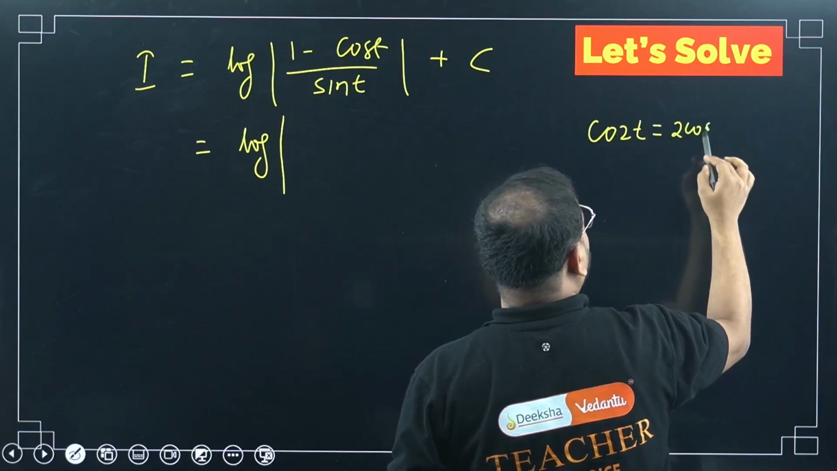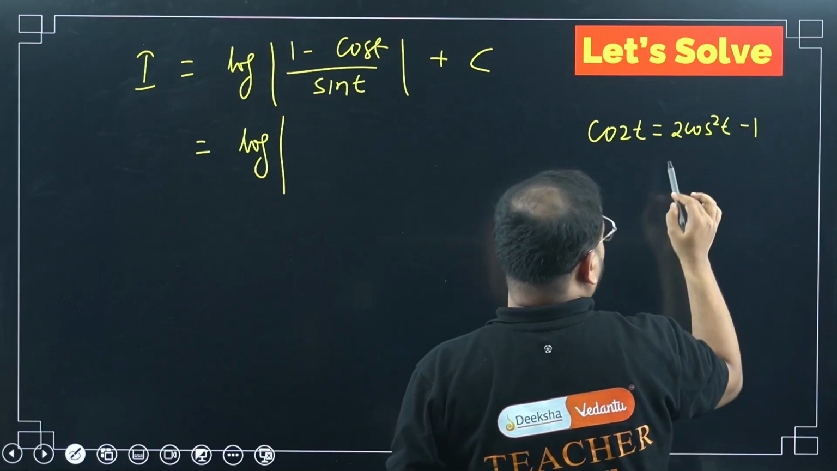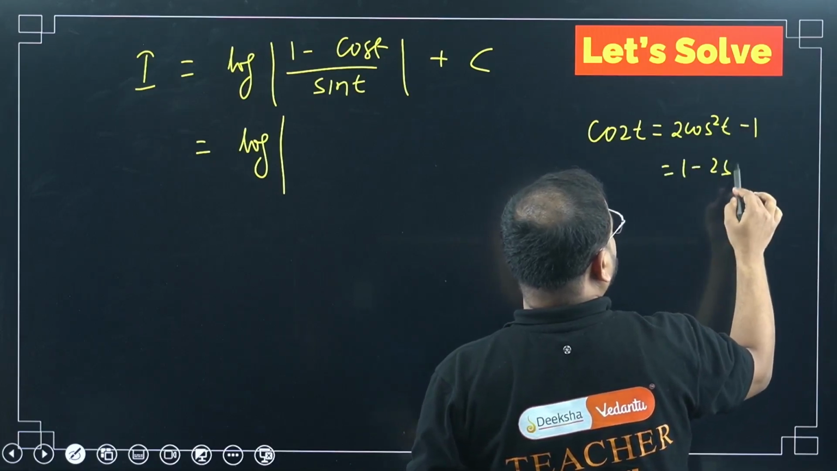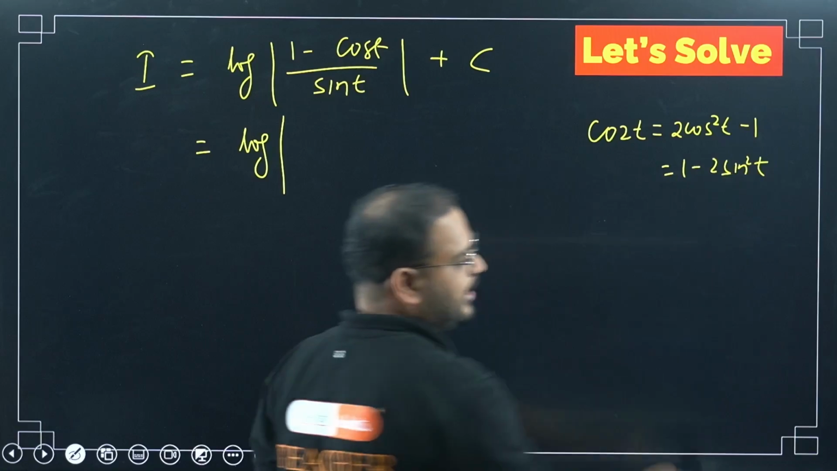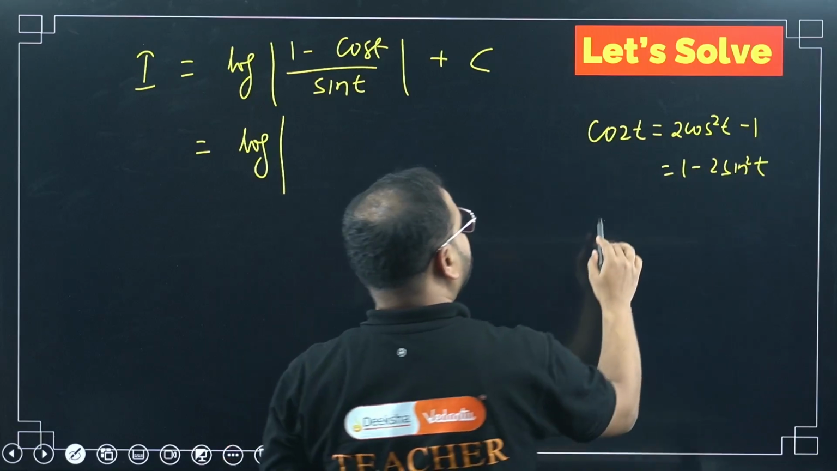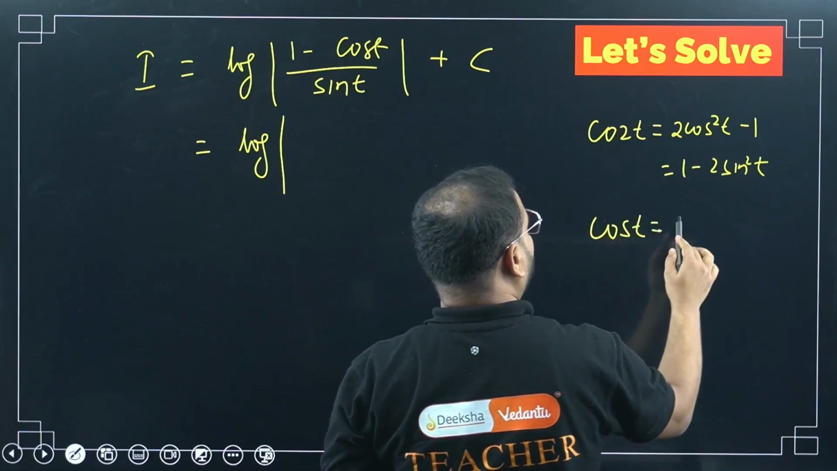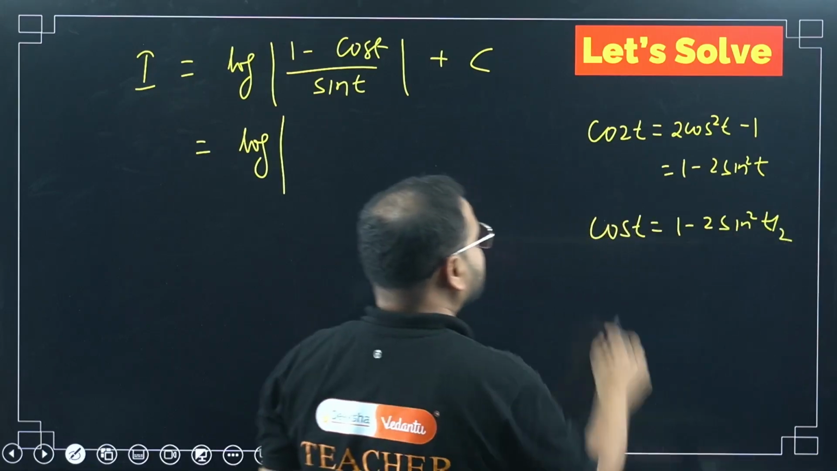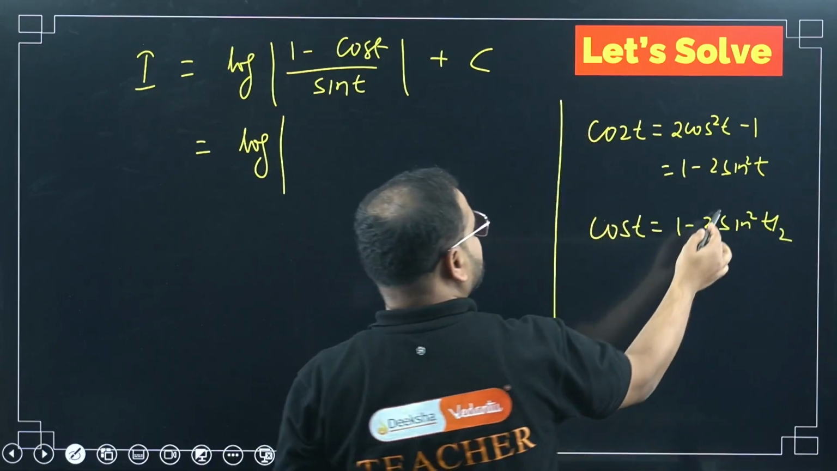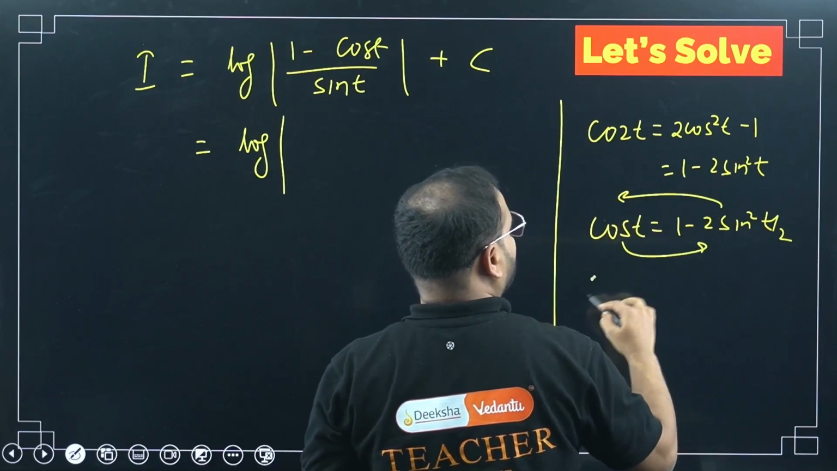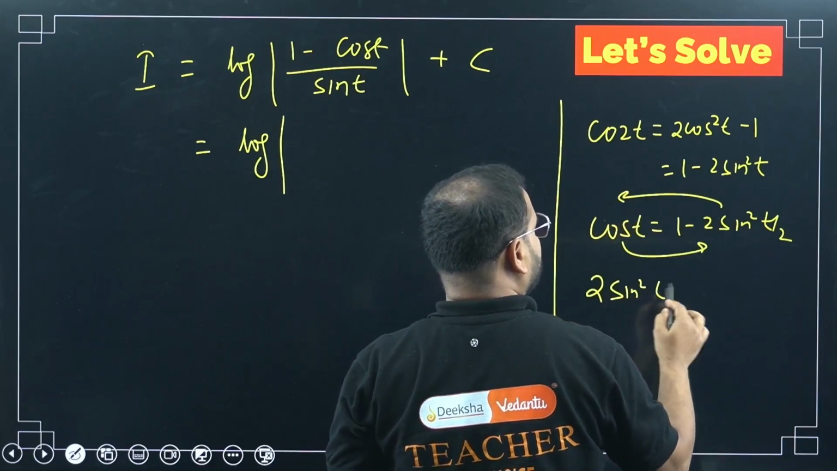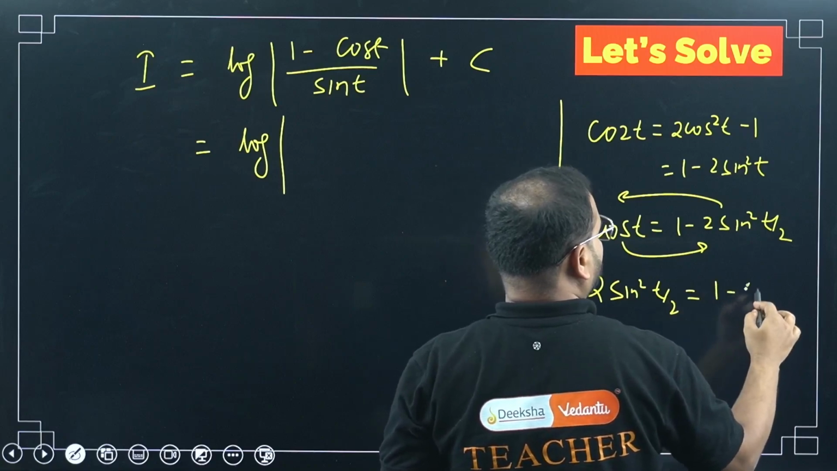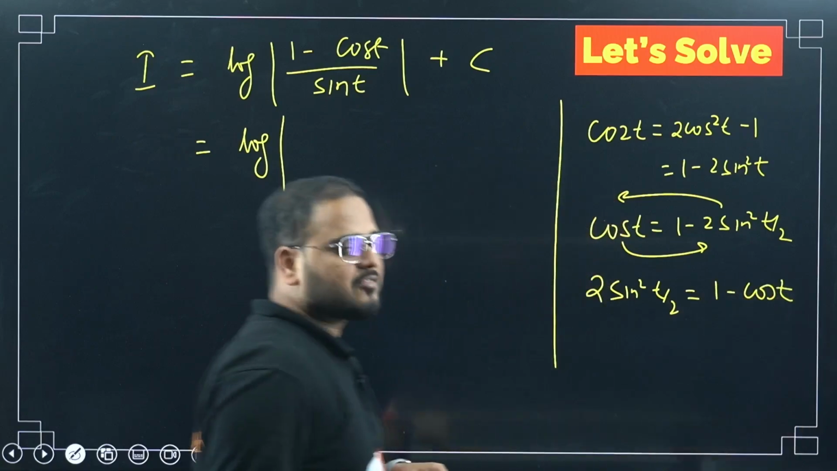2 cos square t minus 1, or 1 minus 2 sin square t. Okay, so cos t will be what? 1 minus 2 sin square t by 2. Yes or no? Yes. Bring this over here and this over here. You'll get 2 sin square t by 2 equals 1 minus cos t. Yes or no?